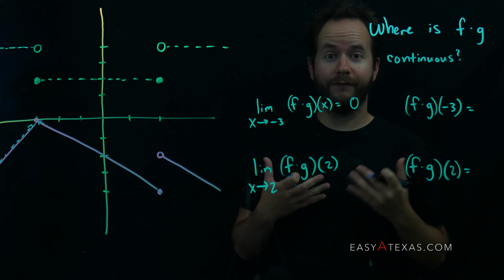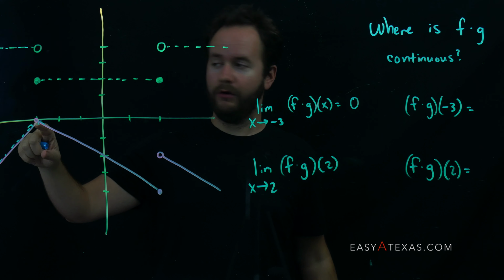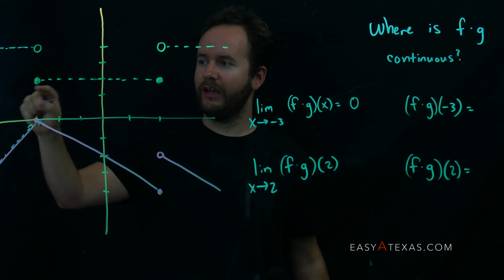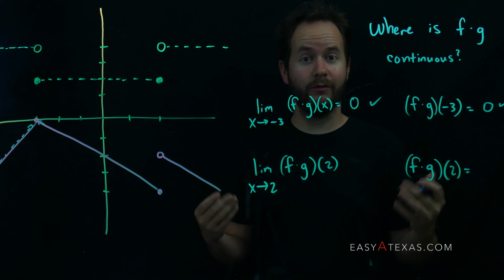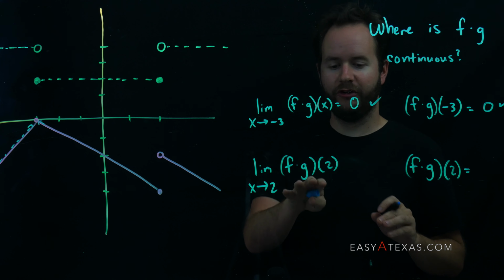What's the actual value of the function at -3? Well, the value of f at -3 is 0. The value of g at -3 is 2, and 0 times 2 is 0. So these values match, and therefore it is continuous at -3. But now the question is, what about at x equals 2? Will we get a match here and here?